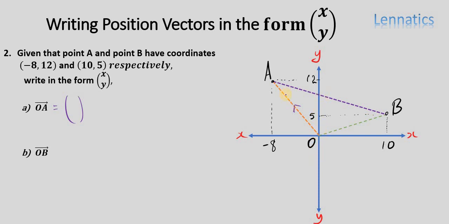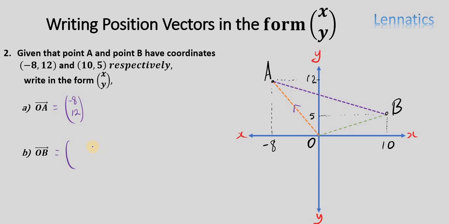So to get from O to A, we will move to the left and then up, as you can see. To the left 8 units, that's -8. And then we move up 12 units, that'll be +12.